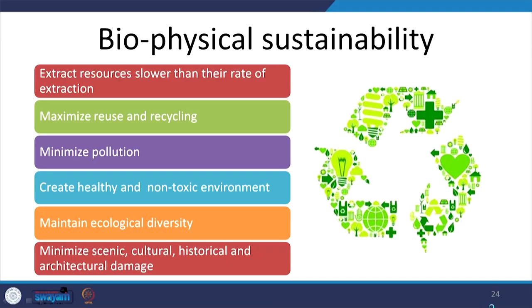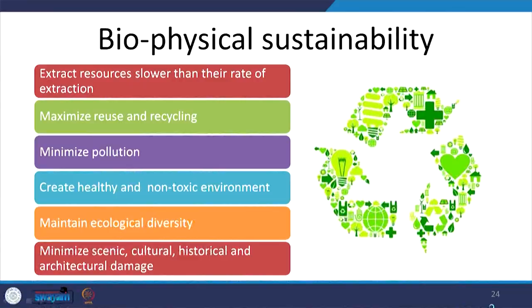Here, the direct implication is on using materials which are, say, CFC free or HCFC free. Maintain ecological diversity. Now, we may be constructing on a site which is home to native species, which is already a habitat. We cannot totally remove the habitat and create a new one for them. The trees have to be retained, the native species, the native trees, and the way plantation is done, all that to maintain the ecological diversity. And we have to minimize the scenic, cultural, historical, and architectural damage to the site during the process of construction.